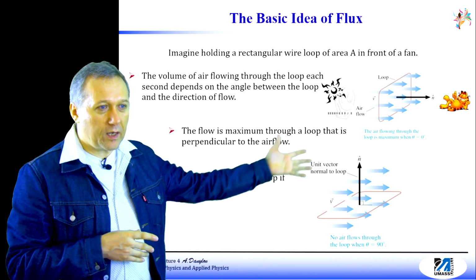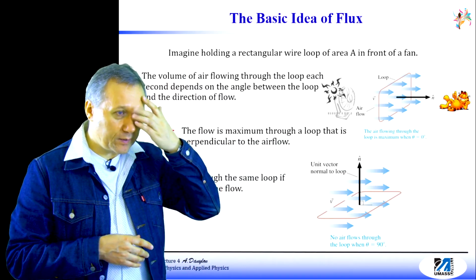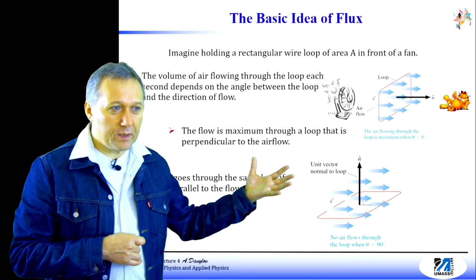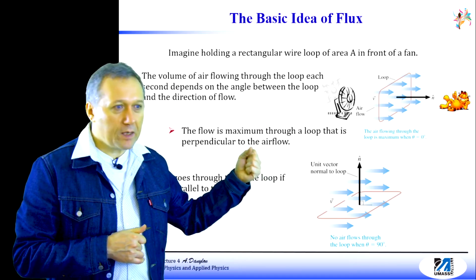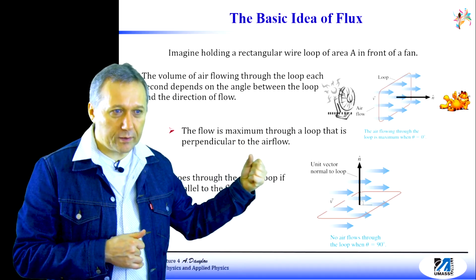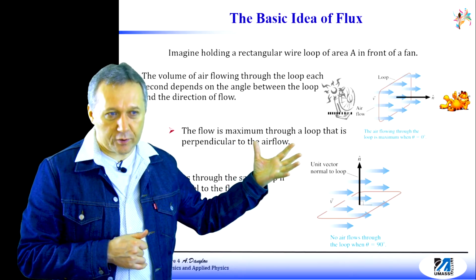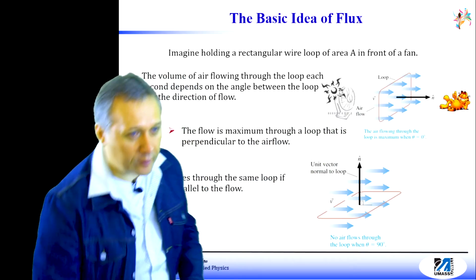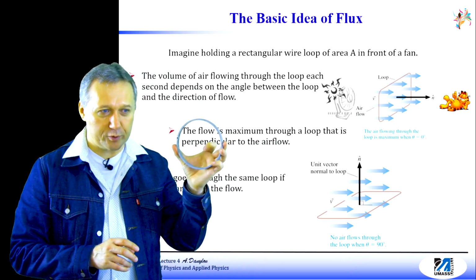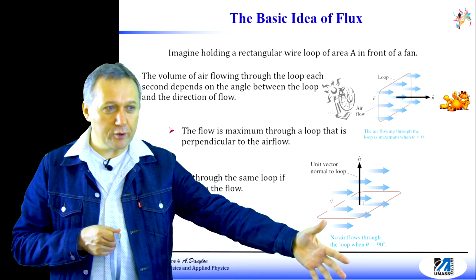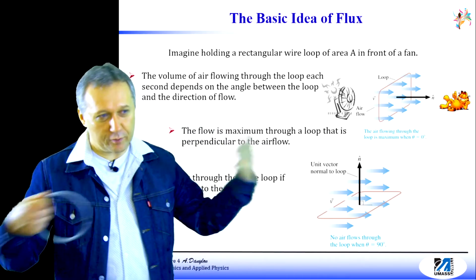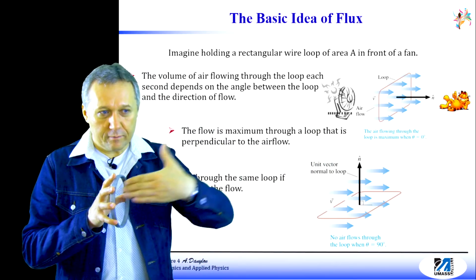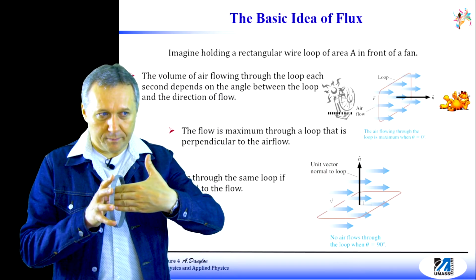I took this idea from the book, where the idea of the flux is compared with the amount of air crossing a certain surface, a certain loop. Here the loop is rectangular. I don't have a rectangular loop, so I use my circular loop. And right now, a fan is blowing air on me, sort of to make me feel better. So air flies this way.